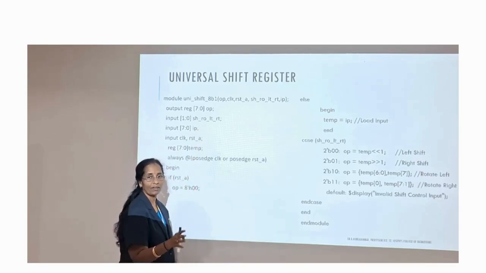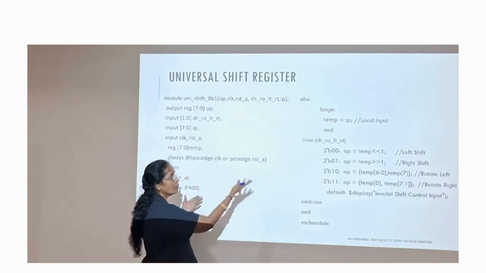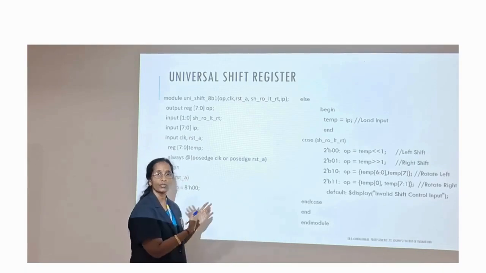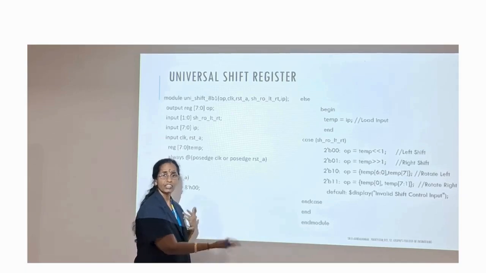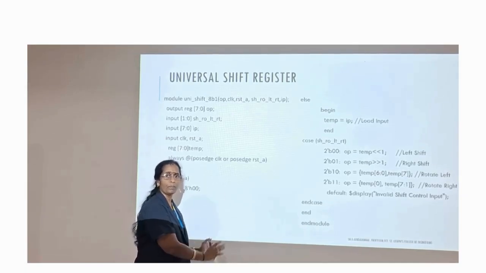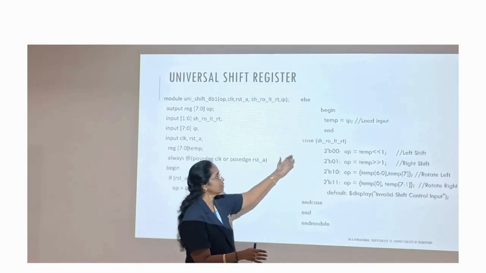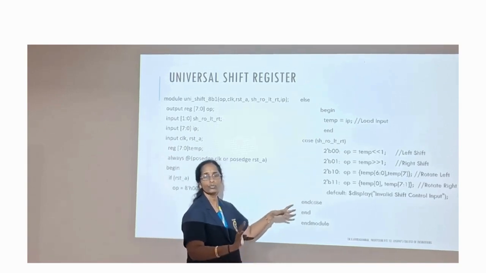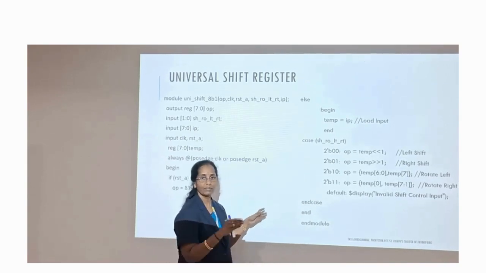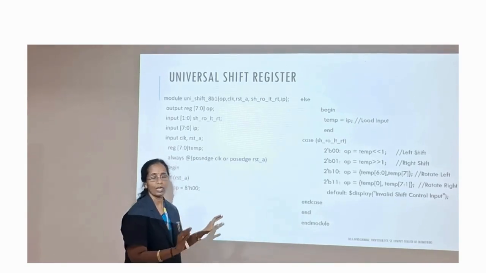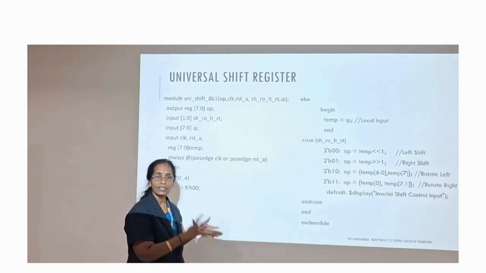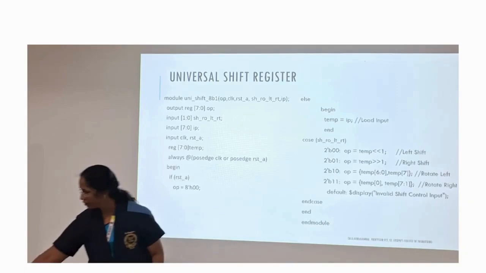Likewise, based on other requirements, we can write it. If you want to do some more operations also, we can do it. If you want to shift the levels, so that the lower levels come to the upper level and the upper levels come to the lower level, you can write that portion. Whatever particular function you want to do, that functionality can be incorporated in the code. Now we will see the RTL schematic and the waveform for this universal shift register.